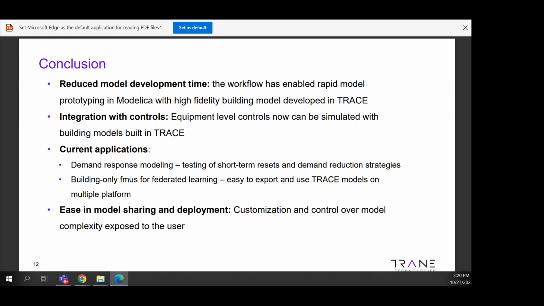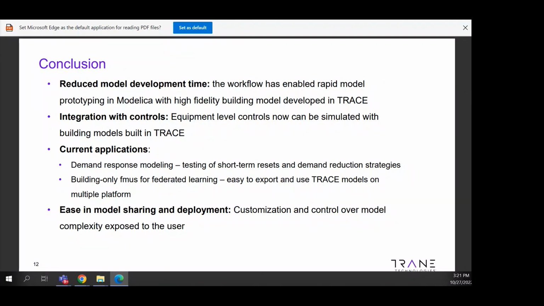There is another team working on federated learning, in which they have building models separated from the plant and a different federated learning controller. For that we wanted some way to separate out just the building model, and Spawn has simplified this process for us. And the last one is ease of model sharing.